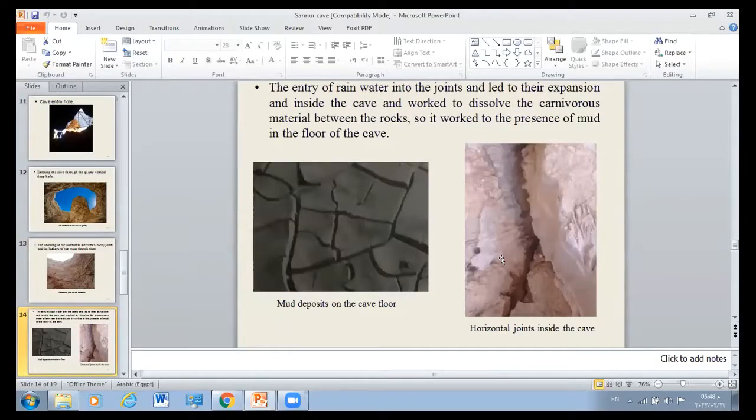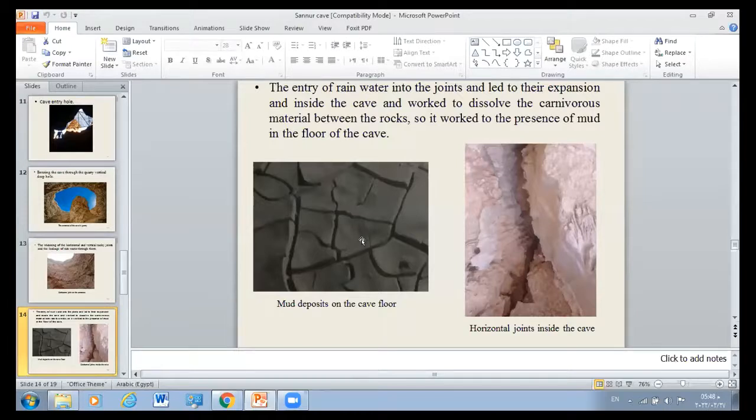The entry of the rainwater into the joints helps their expansion inside the cave and works to dissolve the calcareous material between the rocks. So it works to explain the presence of mud on the floor of the cave.